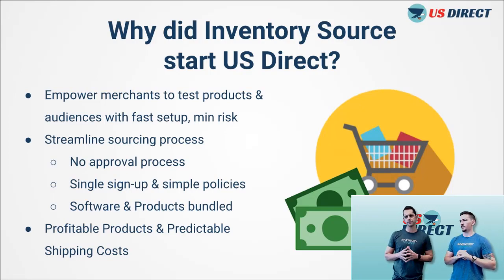And it's combined with Inventory Source. So obviously, sister companies, US Direct, Inventory Source. So they're able to work seamlessly together. So you've got access to 200,000 products ready to go. You've got Inventory Source's automation tools. All you have to do is build a market.